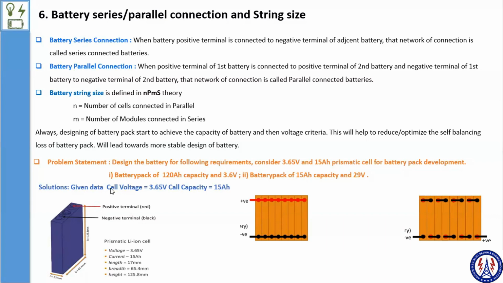Can you find out the number of cells we have for this battery pack with 120 Ah capacity and 3.6 volt as the voltage? I believe 120 ampere hour divided by 15, because all of the cells will be connected in parallel.